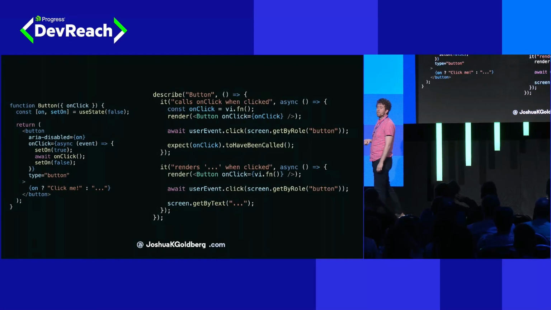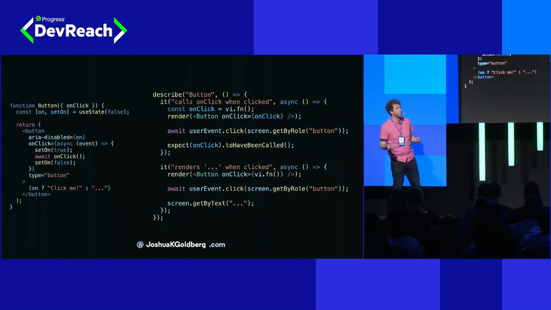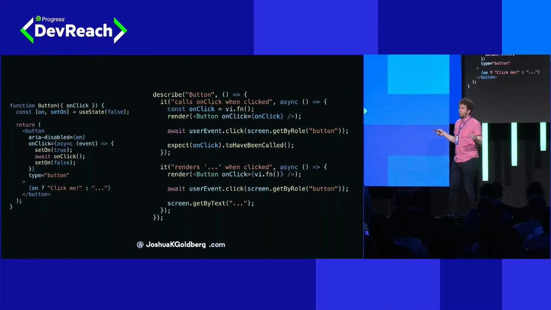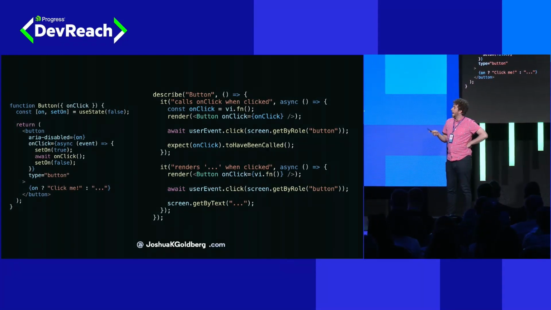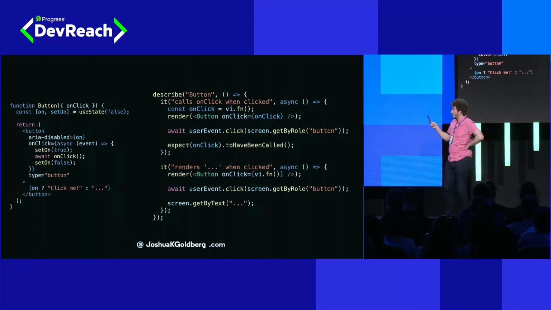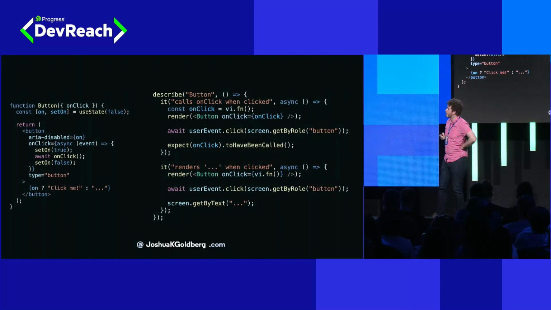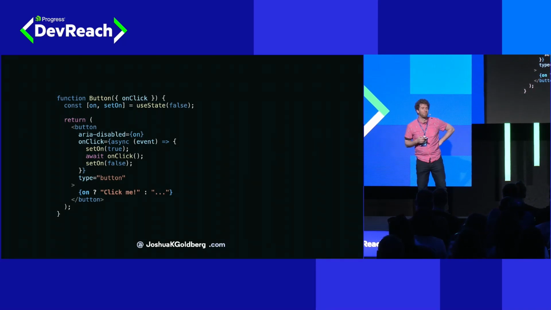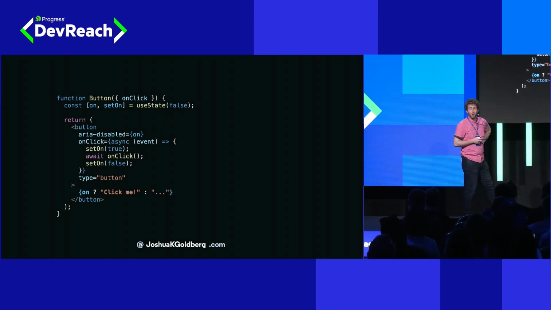Now, you might write a couple of quick unit tests for this button. You might say that if it's clicked, you should call onClick, and then when it's clicked, you render... And I don't have a code snippet for you, but I did write this locally, and these unit tests passed. How many bugs can you see in this code? The answer is not 0.